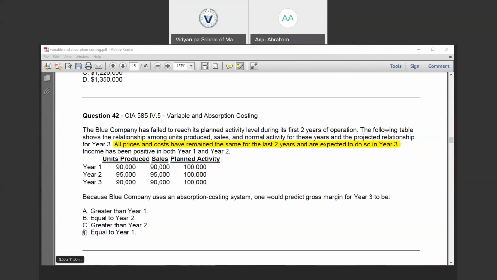The answer is it is equal to year 1, because in year 1 the units produced were 90,000, sales were 90,000, planned activity was 100,000, and in year 3 units produced were 90,000, sales were 90,000, planned activity was 100,000. We know that all prices and costs have remained the same for the 2 years, so it is expected to do so in year 3. So in year 1 and year 3, the price and cost would be the same, and the units produced and sales figures are the same. Hence, the gross margin for year 3 will be equal to year 1.